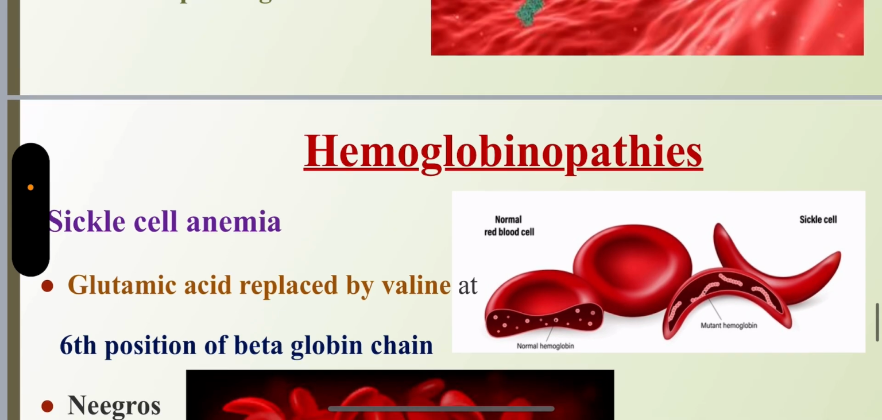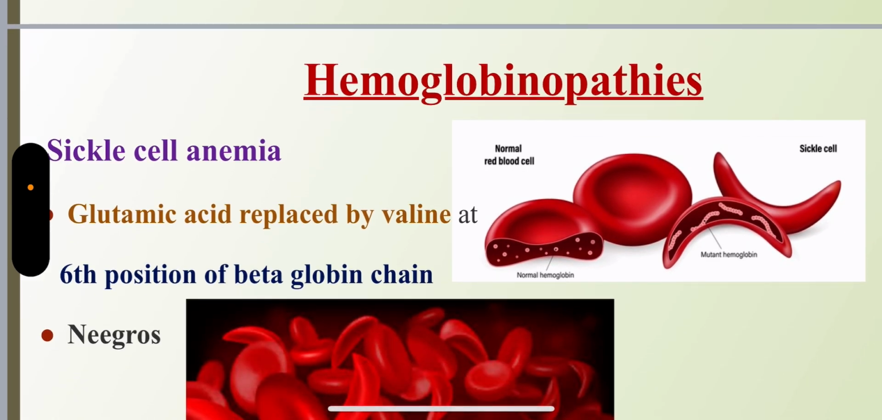Now a brief description about hemoglobinopathies: sickle cell anemia and thalassemia. Details of these two will be covered under anemia. Now I'll just briefly describe what hemoglobinopathies are. Whenever there is any defect in the globin moiety, not in the heme part, it is called hemoglobinopathy. Heme is normal. There is a problem at the amino acid part.